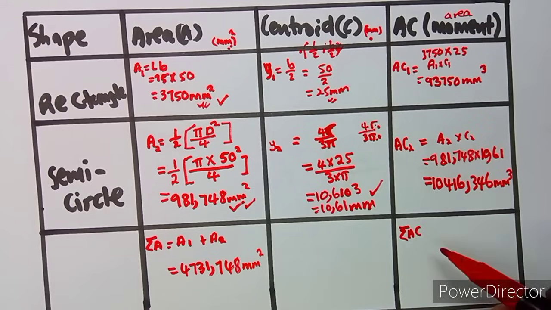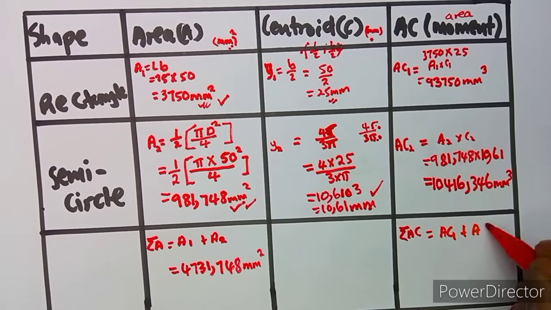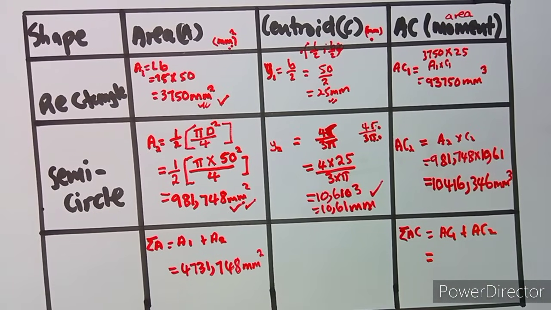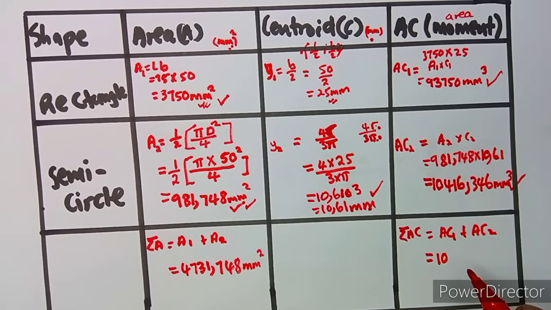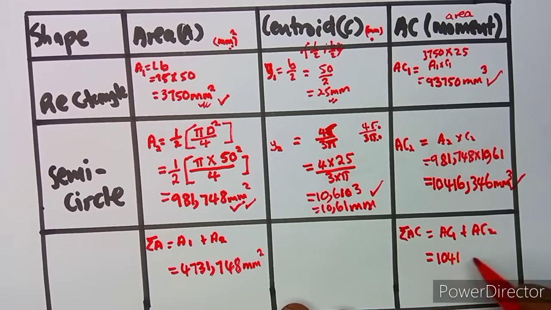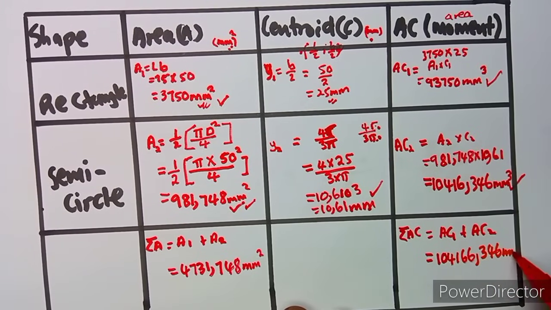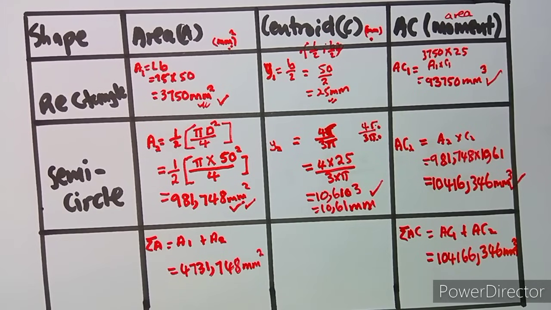Okay, and then do the same, add your area moments, area moment 1 plus area moment 2. So I want you to add these two, this value here and this value here, that's your area moments. You're going to obtain something like 10.416, okay, this is going to be 4166 here, comma 346. Just use your calculator properly, guys. Here, yeah, it's going to be cubic millimeters. Okay, that's 10.4166, then we have got 3.46 like that.